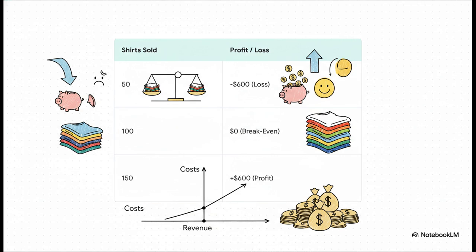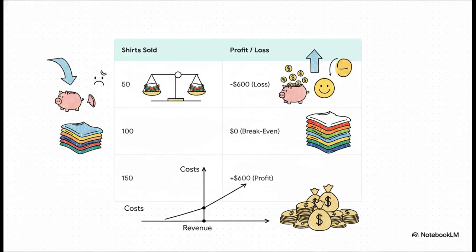If we only manage to sell 50 shirts, each one contributes $12 for a total of $600. But our fixed costs are $1,200. The result? A $600 loss. Now, look at the middle bar. At 100 shirts, we've generated exactly enough to cover our costs. We're at zero. And here's the beautiful part.